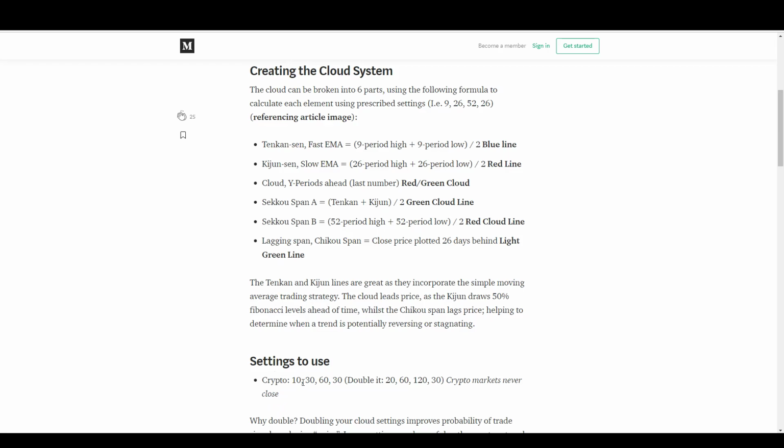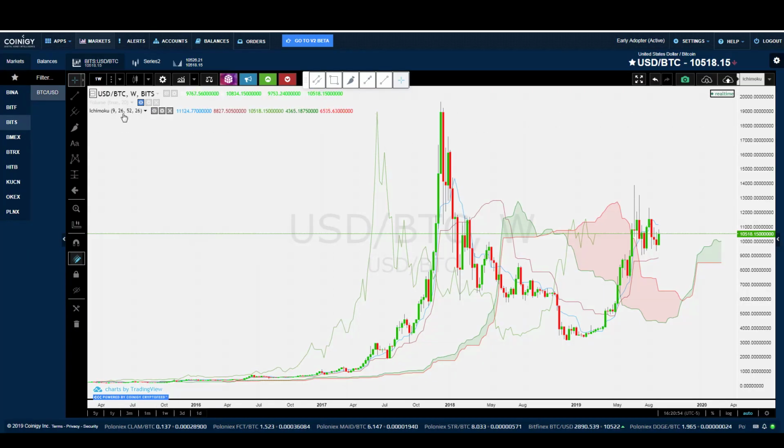And then there are some different settings to use down here, 10/30/60/30, and 20/60/120/30 to double it because the crypto markets never close. And so we've had a few people go through and make comments below other videos saying that I should be changing my settings in the Ichimoku Cloud from the 9/26/52/26 here and try the other settings. Okay, I don't know. Let's try it out.